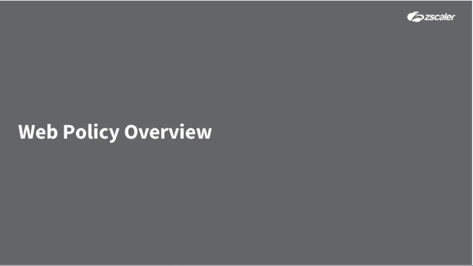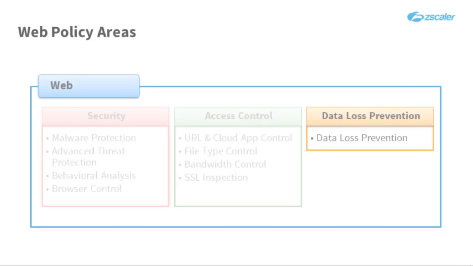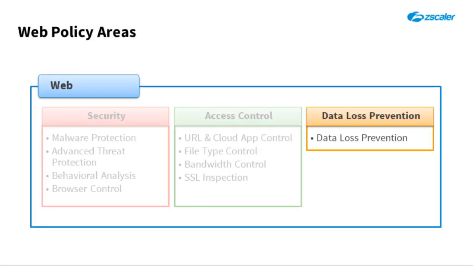The first topic we will cover is an overview of the available web policies. The web policy area is the most extensive of the policy areas and allows the creation of security, access control, and data loss prevention policies. In this module, we will look in detail at the data loss prevention category and provide some recommendations for the policy settings.